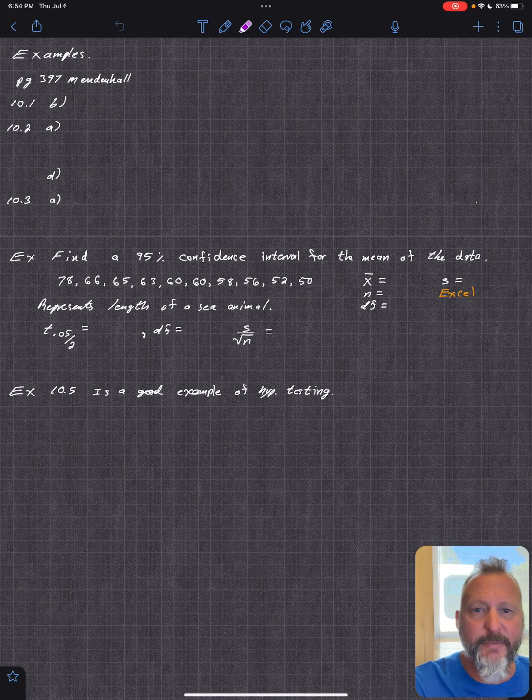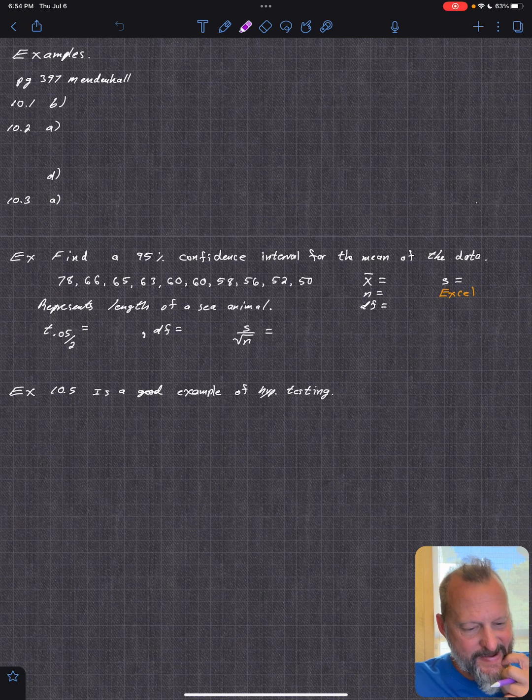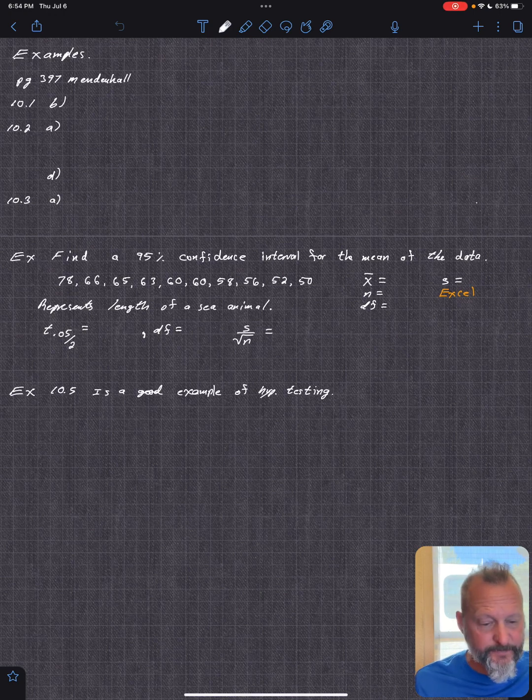Let's look at some examples of student t. These are a couple I assigned. So 10.1 says, let's hold it up here, find the following t values in table 4. We'll just use our tables. And then it gives us, I picked B.